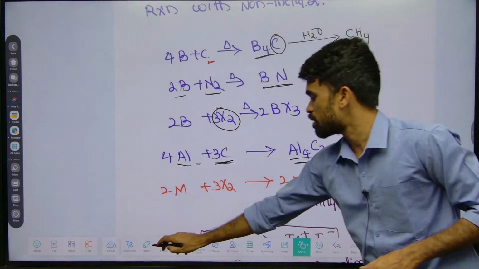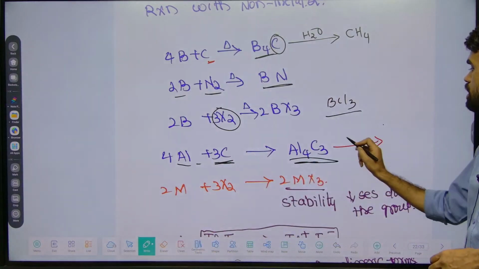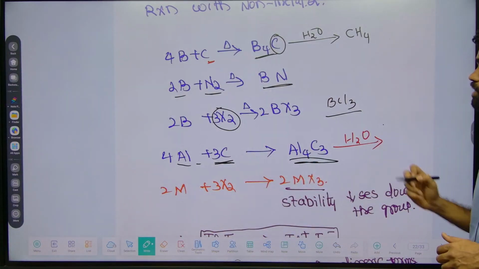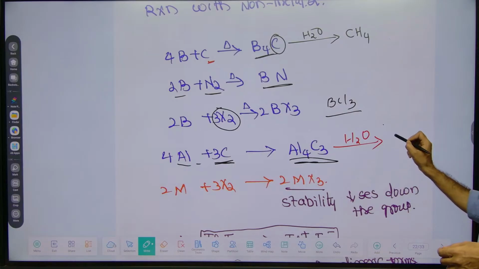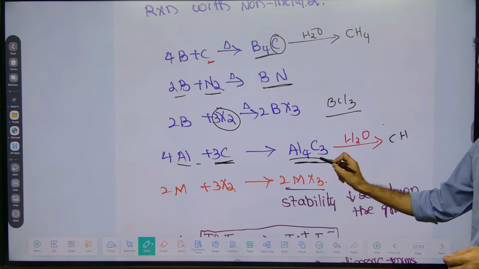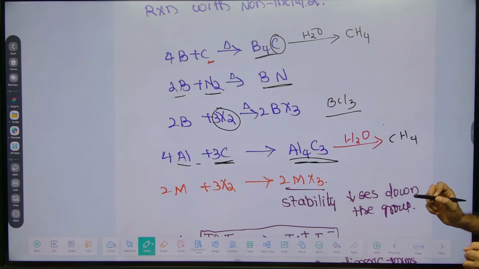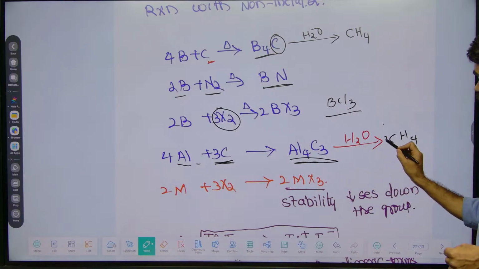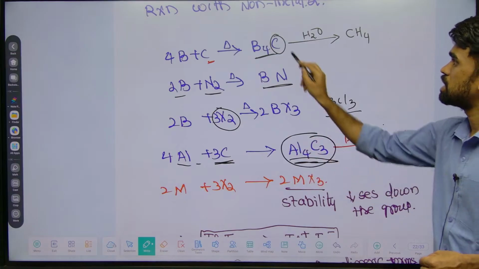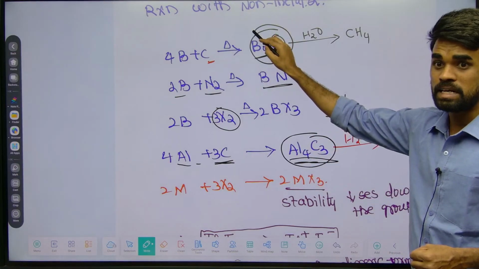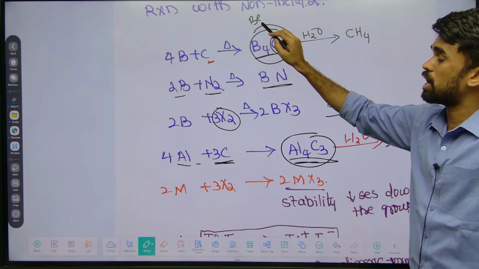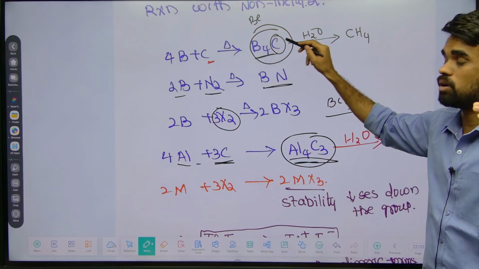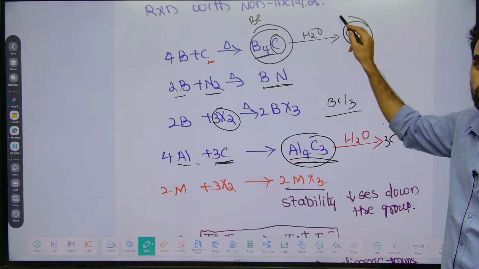So aluminum carbide also upon hydrolysis, what is the product formed they will ask? Here also carbon is there, no? It forms methane gas, methane gas only. So aluminum carbides, boron carbides, even beryllium carbides, all of these give upon hydrolysis methane gas only.